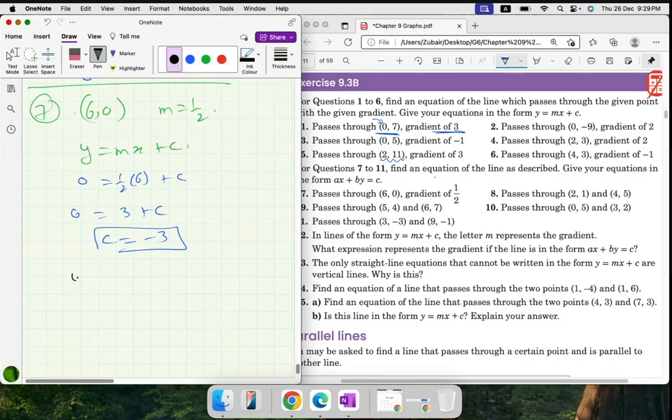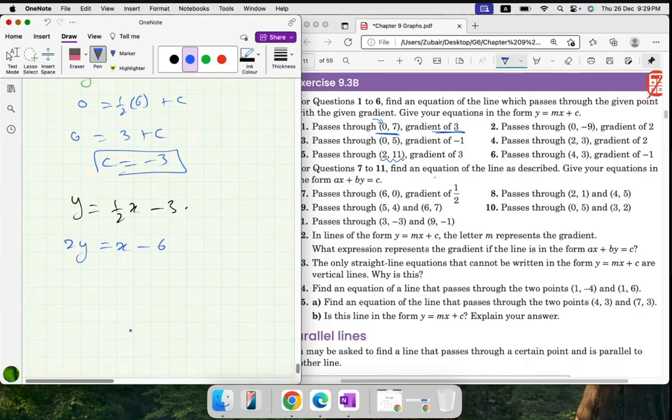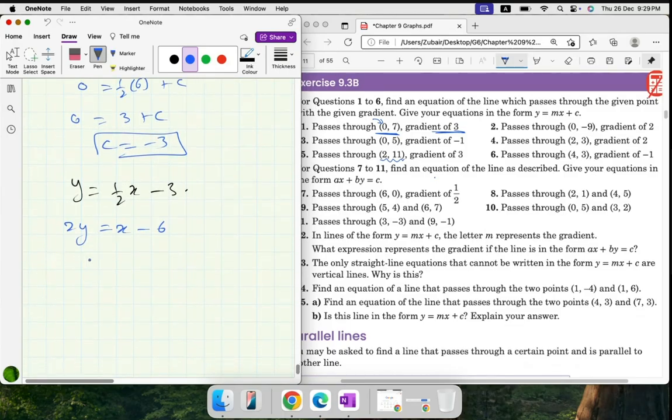And we know y equals 1 by 2 x, and c is minus 3, but we need it in this form, x and y on the left hand side. I'm multiplying the whole equation by 2. 2y equals x minus 6. Then rearranging, taking x to the left hand side, there comes minus x plus 2y is equal to minus 6. There was one extra thing required as compared to questions 1 to 6, it's just the rearranging of the equation.